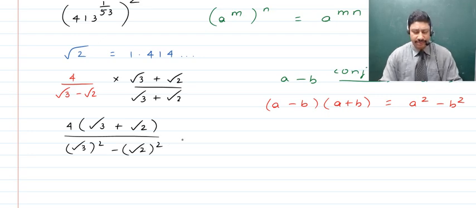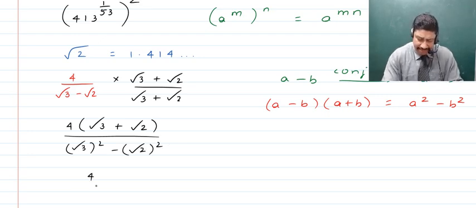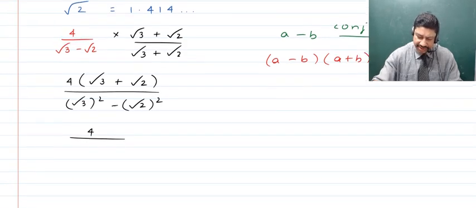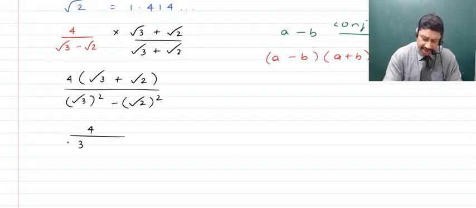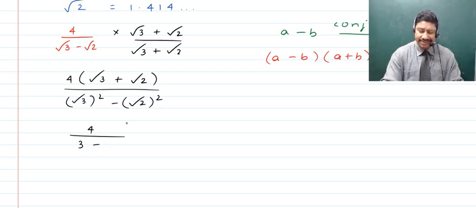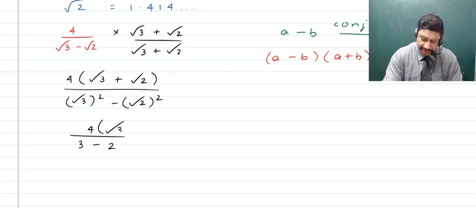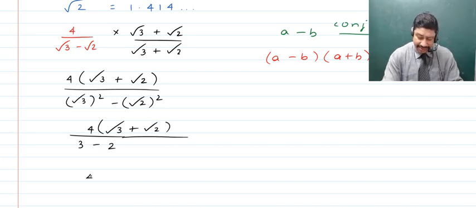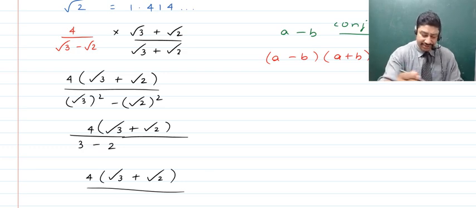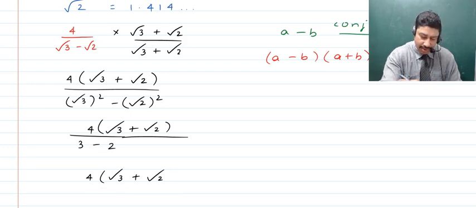So for the children, this is going to become in the next step as 4, which is divided by root 3 square, which will become equal to 3, and minus root 2 square, which will become equal to 2. And in the numerator we have 4 multiplied with root 3 plus root 2. So here children, this then becomes equal to 4 times of root 3 plus root 2, but the denominator becomes an integer. It then becomes equal to a number just like 1, right?